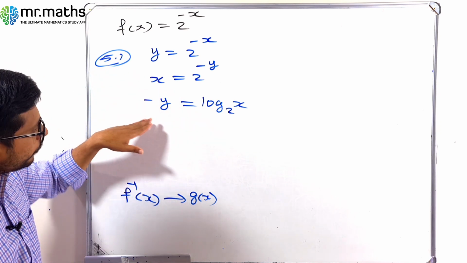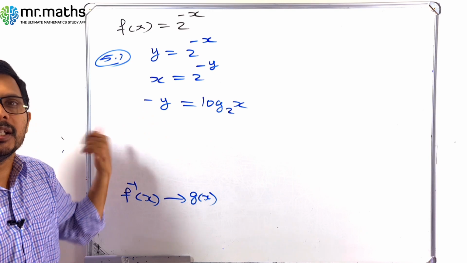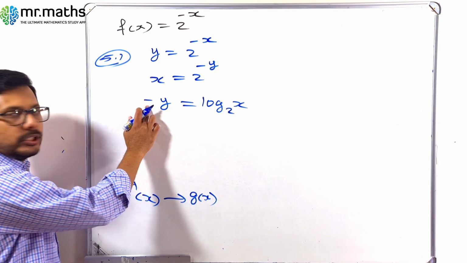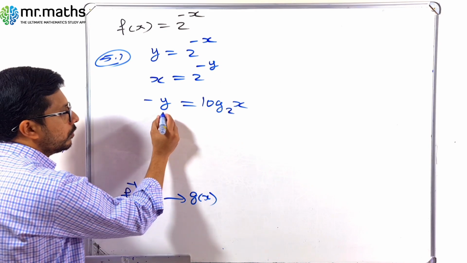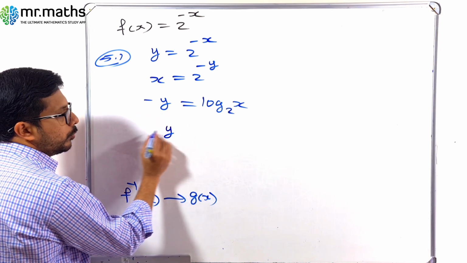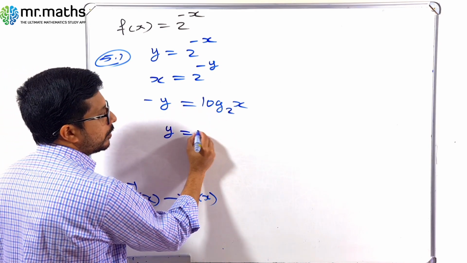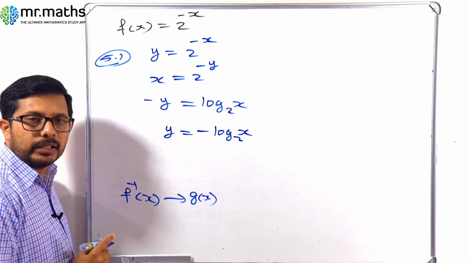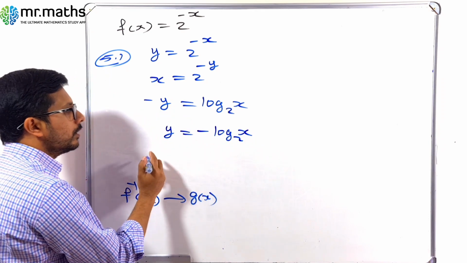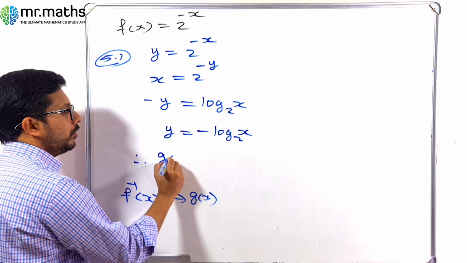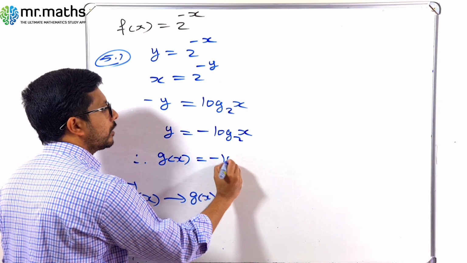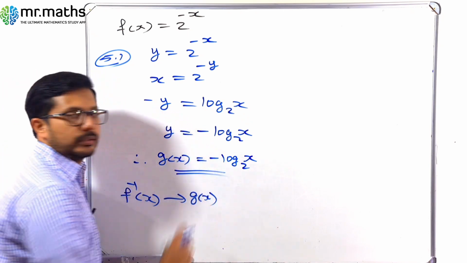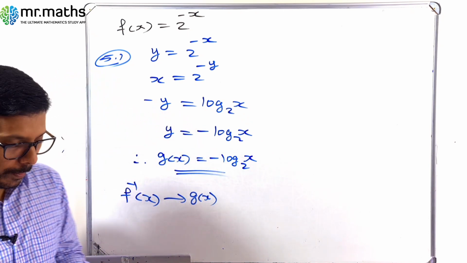Okay, so still here it is not y is equal to, here it is negative y is equal to. So to avoid this negative, you have to multiply with a negative. So minus into minus is positive, minus into plus is minus log x to the base 2. And they are saying that this one is g of x. Therefore, g of x is equal to minus log x to the base 2. And that is the equation. Okay, so that is the graph.